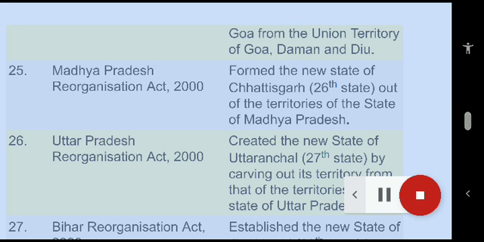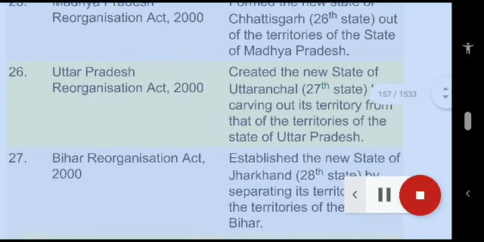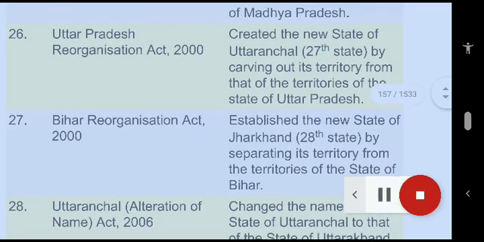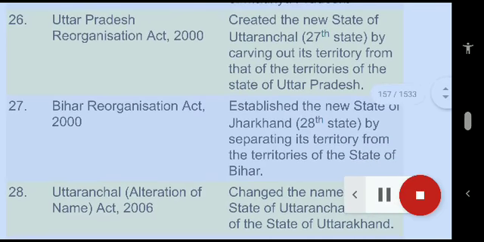25. Madhya Pradesh Reorganization Act 2000 formed the new state of Chhattisgarh, 26th state, out of the territories of the state of Madhya Pradesh. 26. Uttar Pradesh Reorganization Act 2000 created the new state of Uttaranchal, 27th state, by carving out its territory from that of the territories of the state of Uttar Pradesh.